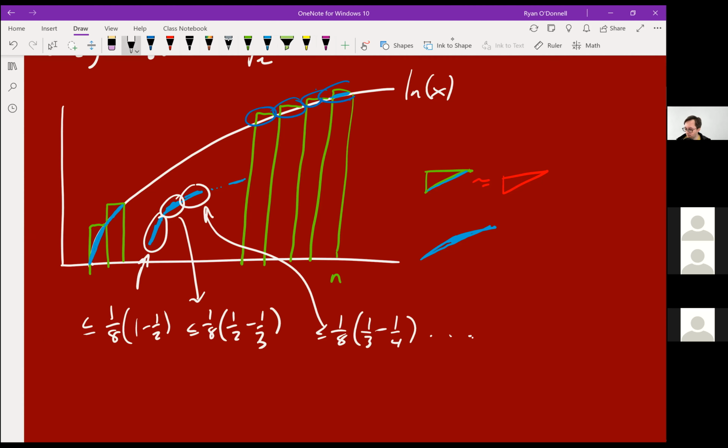So we know the sum of all the slivers is smaller than 1/8. Now when you say all the slivers, which slivers do you mean? From the first sliver to the nth sliver. Okay, so the first sliver to the nth sliver adds to at most 1/8 times 1 minus 1/n, or maybe there could be a +1 here, I'm not sure, but something like this. Okay. Neat.